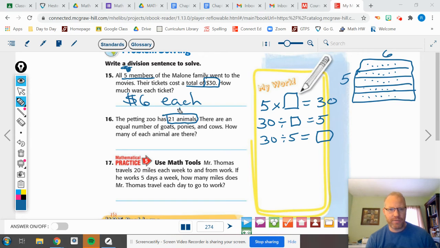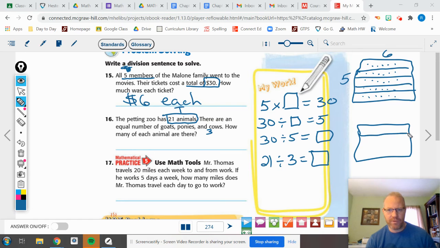The petting zoo has 21 animals. That sounds like a total to me. There are an equal number of goats, ponies, and cows. 1, 2, 3. 3 types of animals. How many of each animal are there? So we have 21 divided by 3 equals unknown. So again, you can draw 3 rows for each animal. So you have goats, ponies, cows, 3 rows.